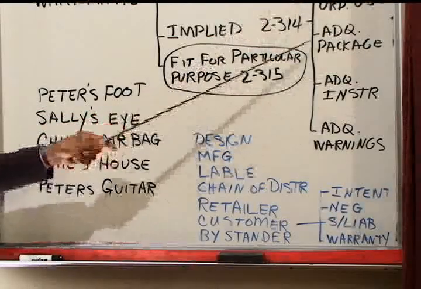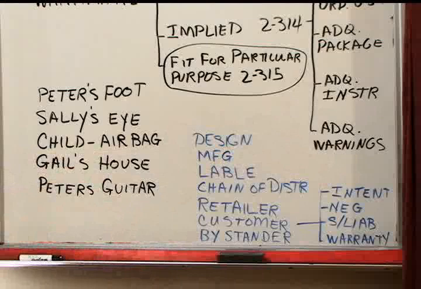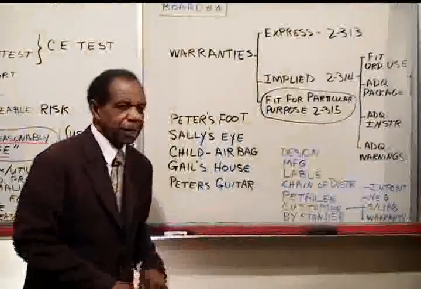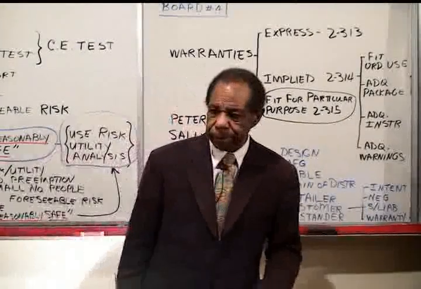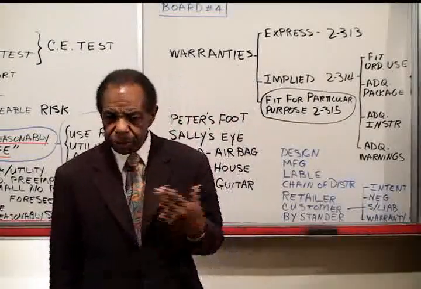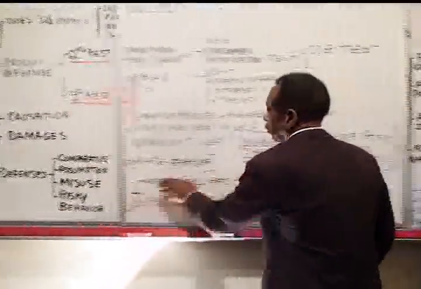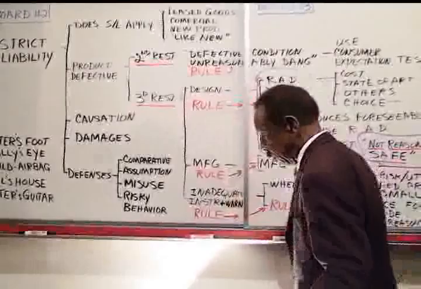Peter would not talk about these other things regarding his guitar in the trunk of the car. And so that is how we would deal with the express and implied warranties. And when you do a product liability problem, then we can go back to the beginning.